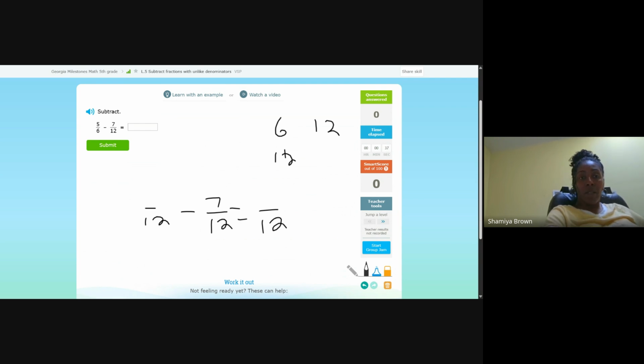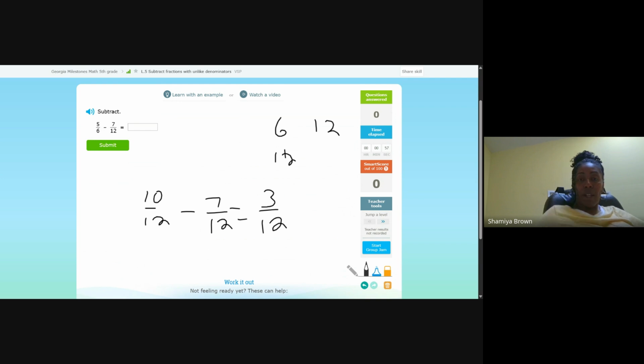So I have to get my numerator for this side. So 6 times 2 gives me 12, so I need to do 5 times 2 to get 10. So now I have to subtract 10 minus 7 is 3. So 3/12. But I don't know if they want me to simplify it or not.